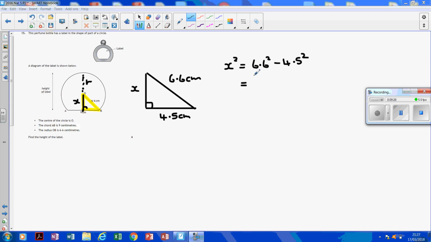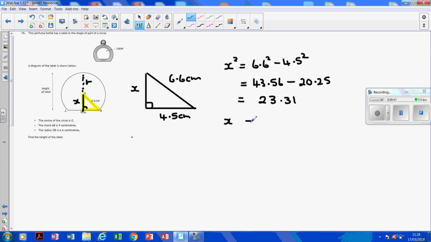6.6 squared is 43.56, and to that we want to take away 4.5 squared, which is 20.25. So when I take them away, I get 23.31, but I want to work out the square root of that. So the square root of 23.31 is equal to 4.82. So we'll take it to one decimal place, so it's 4.8 centimetres.